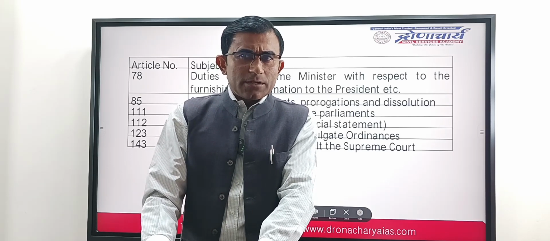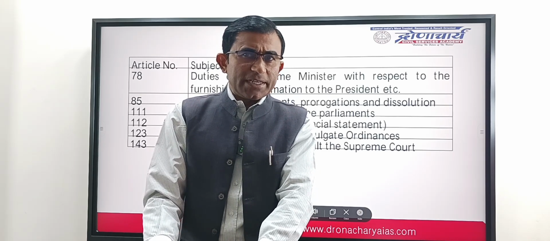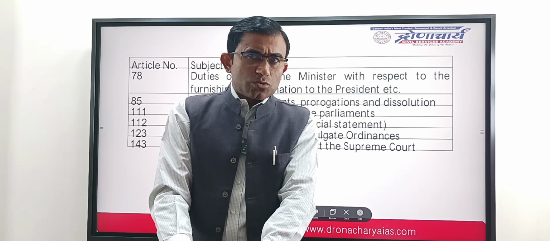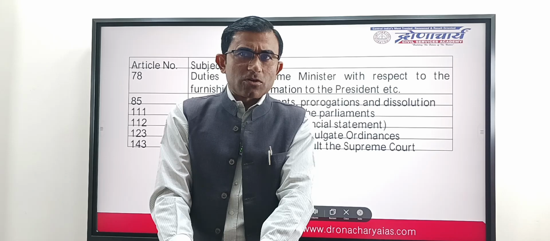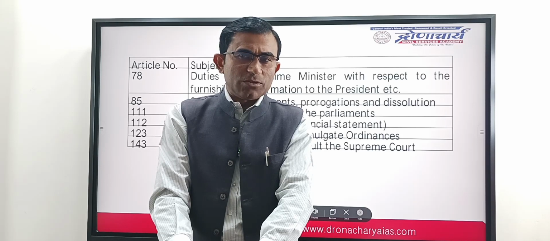In the presently year 2022 presidential elections, the Electoral College had 776 members of the Parliament and 4,033 members of the Legislative Assemblies.